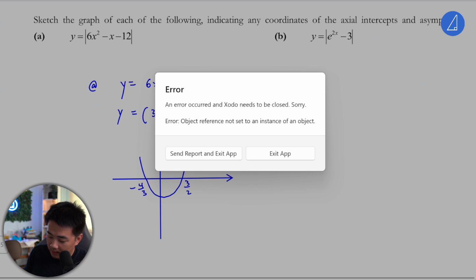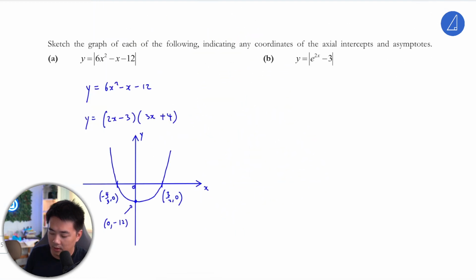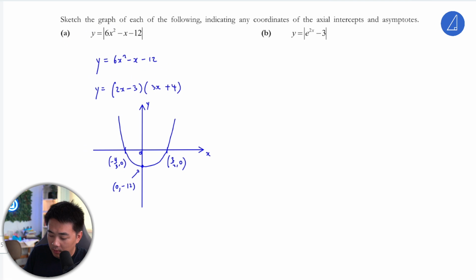So when you draw this graph, it will pass through (0, -12), right? You just sub x equals 0. This is the graph here. So when you want to draw the modulus graph, basically the negative side will just flip to the top, as such. So this negative value here will just flip to the top there.